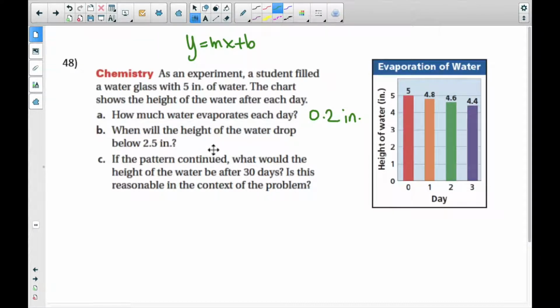Part B, when will the height of the water drop below 2.5 inches? Okay, I'm going to go now to my y equals mx plus b.